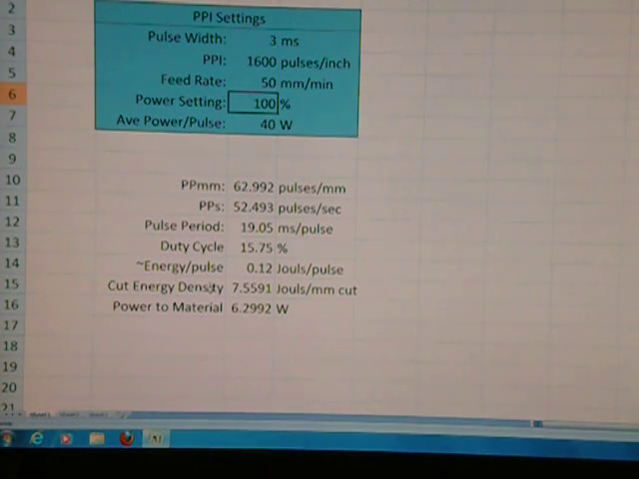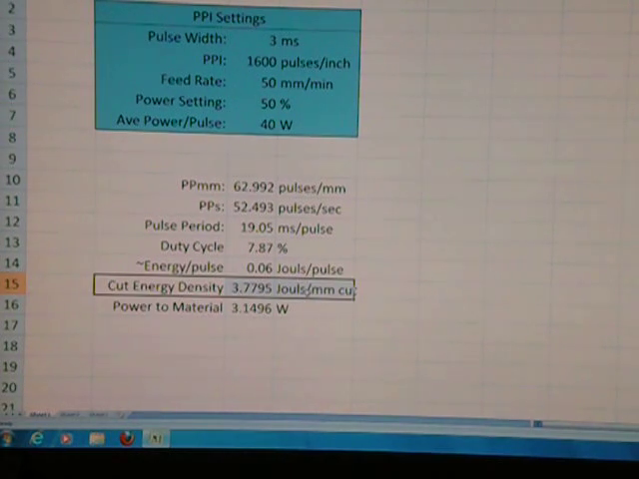And if you're concerned about getting the cut energy density too high, as in you're going to cut too deep into a material, if you wanted to set a depth of cut for some reason, what you would have to do then is lower your power setting in proportion so that you keep the cut energy density the same. But you've got to realize that that's going to cut the power to your material too. So they're intertwined.